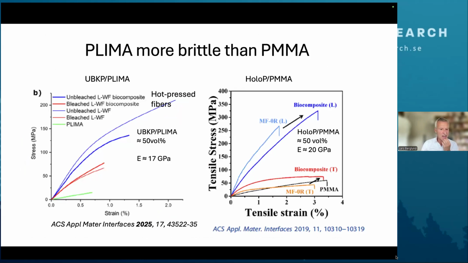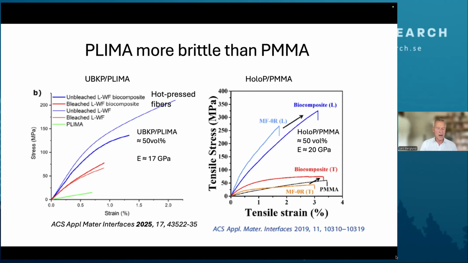If you look on the left-hand side, you see the hot-pressed fibers stress-strain curve. And with 50% fibers, which is an achievement in itself, we get a modulus of 17 gigapascal for oriented fibers. And the strength is limited because of the brittleness of the polymer.